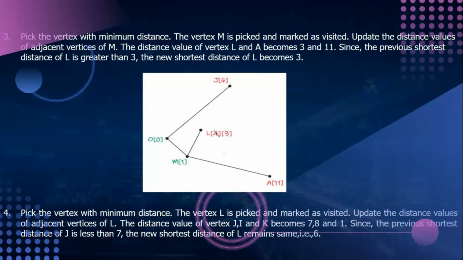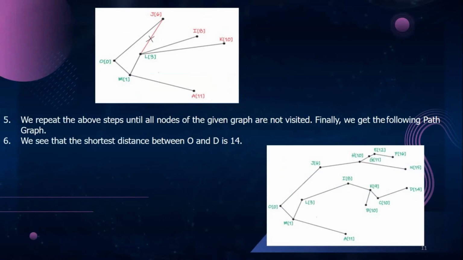Step 4. Pick the vertex with minimum distance. The vertex L is picked and marked as visited. Update the distance values of adjacent vertices of L. The distance values of vertices J, I and K become 7, 8, and 1. Since the previous shortest distance of J is less than 7, the shortest distance of J remains the same, for example 6. Step 5. We repeat the above steps until all nodes of the given graph are visited. Finally, we get the following path graph. Step 6.